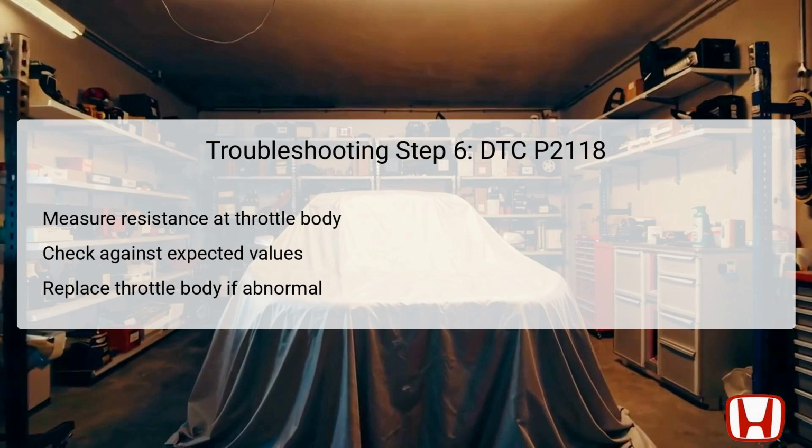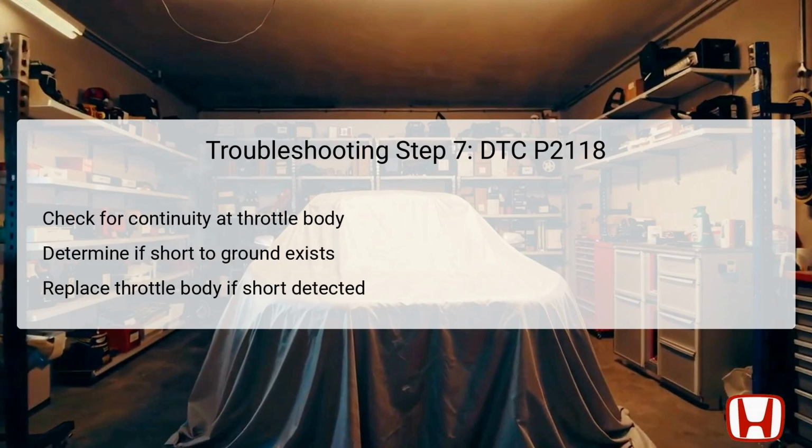If the result falls within the normal limits, the technician can proceed to further system checks, but an abnormal reading implies that the throttle body needs to be replaced entirely to fix the performance problems associated with DTC P2118.